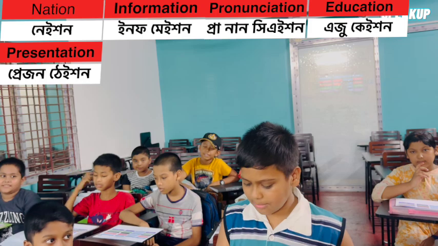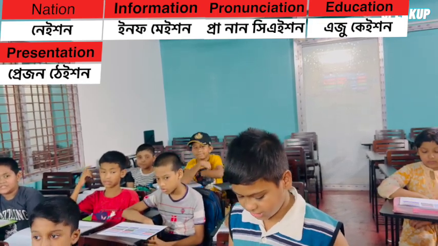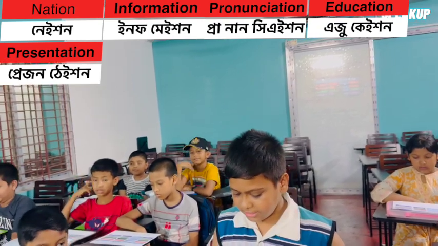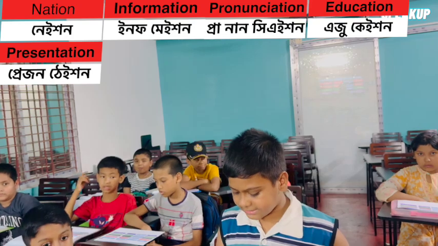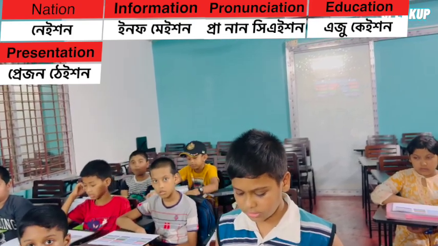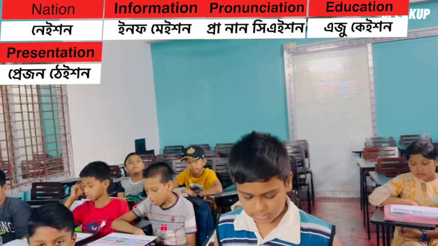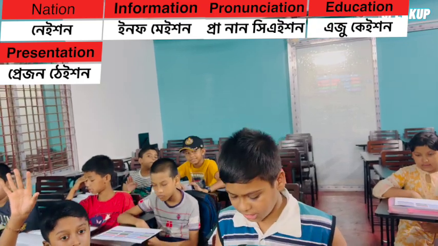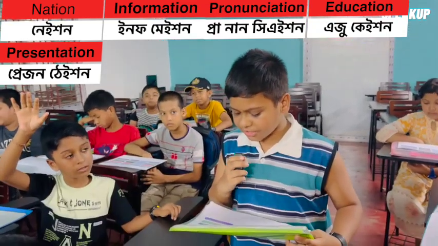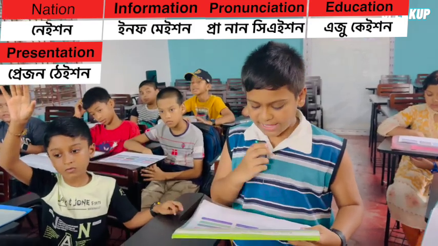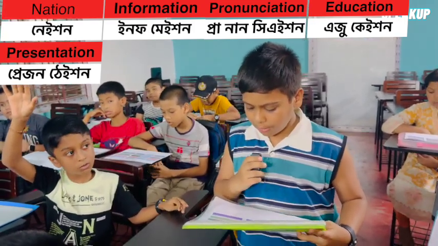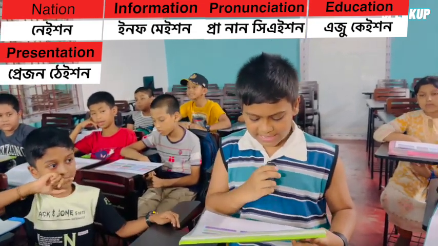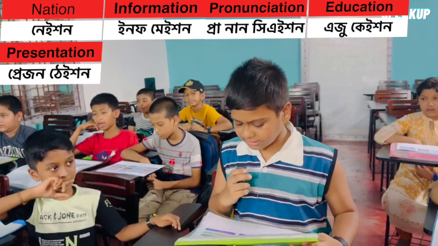Nation. For example, history is the life of nations. To be more fast. History is the life of the nation. Okay, sir. Information. For example, we don't always get, not timely always, it will be always timely. Pronunciation. For example, check your pronunciation. Very good. Education. For example, our people need education. Presentation. I have a great presentation today.